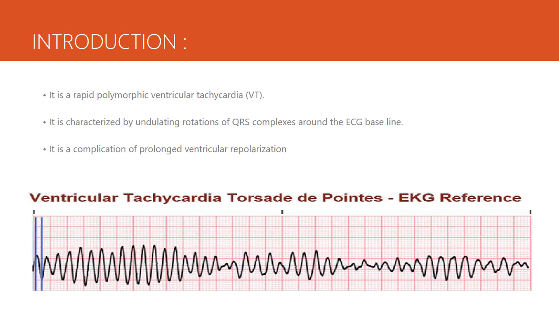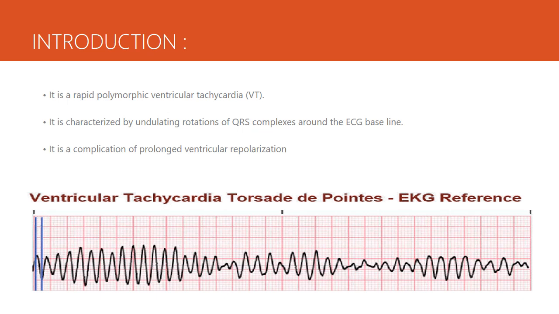It is characterized by undulating rotations of QRS complexes around the ECG baseline. So again, look at the ECG. You will see that the QRS complexes are twisting around the isoelectric line. Hence the name Torsade de pointes, which means twisting of points in English.